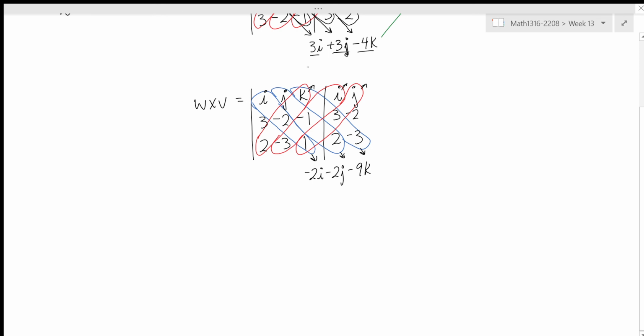I'm looking at +4K. I'm looking at -3I and -3J. Don't forget, when you're going up, you have to change the sign. Whatever you get from the multiplication, you're going to have to change the sign. Everybody agree with that?